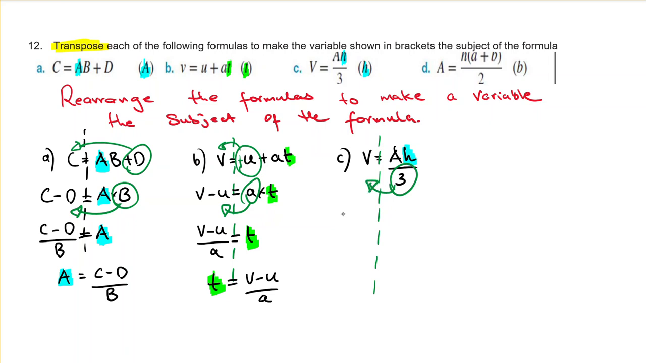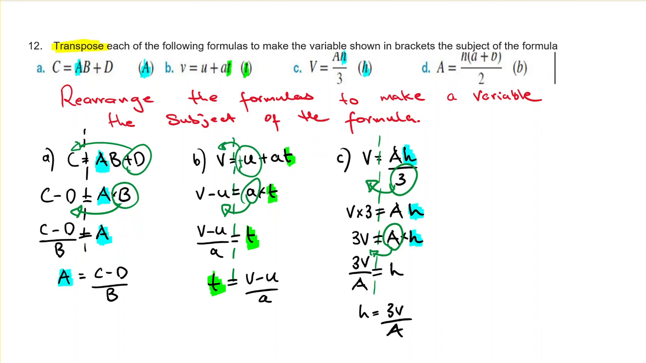And I'll get volume times 3 is area times height. So what I have is 3V equals A times H. And so now I can move the A comfortably. It's multiplication, so it'll become division there. So 3V over A is equal to H. And I can just rewrite it as that. And so I made H the subject of my formula.